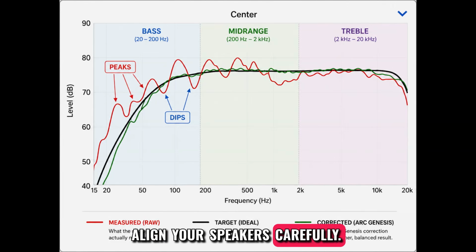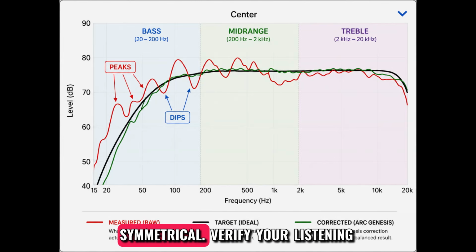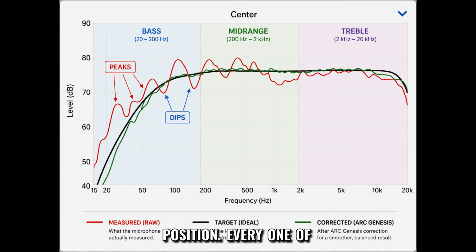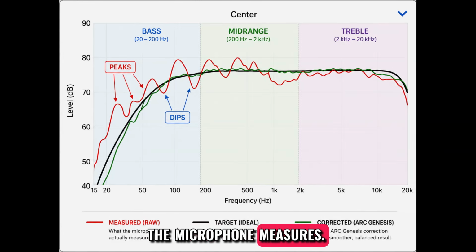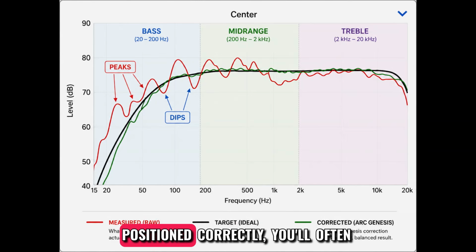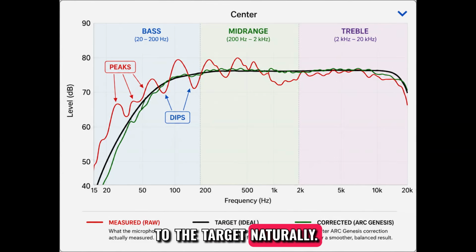Align your speakers carefully. Experiment with toe-in. Make sure your left and right speakers are symmetrical. Verify your listening position. Every one of these adjustments changes what the microphone measures. When your speakers are positioned correctly, you'll often find that the measured response, the red line, moves closer to the target naturally. That means ARC has less work to do.